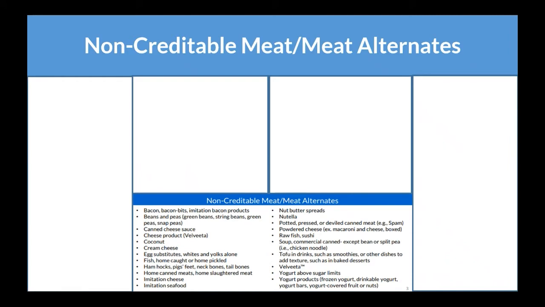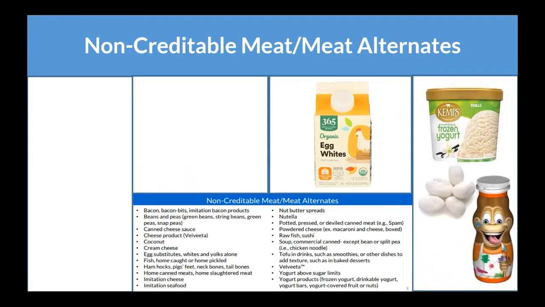Now let's point out some non-creditable meats and meat alternates. Liquid egg substitutes, egg yolks, and egg whites alone are not whole eggs and are therefore not creditable. Only whole eggs, including whole liquid eggs, are creditable. Yogurt products such as frozen yogurt, drinkable yogurt such as Danimals, yogurt bars, and yogurt-covered fruit or nuts are not creditable because they do not meet the definition of yogurt.